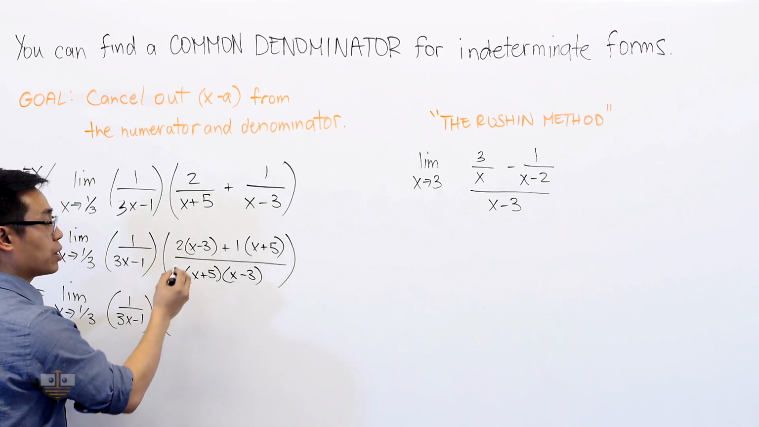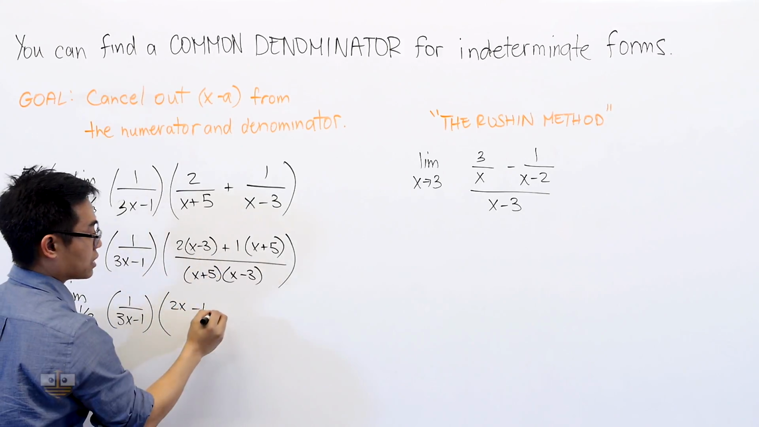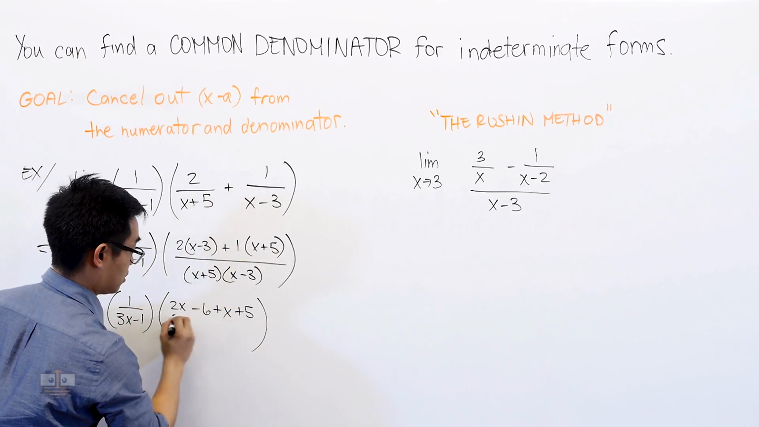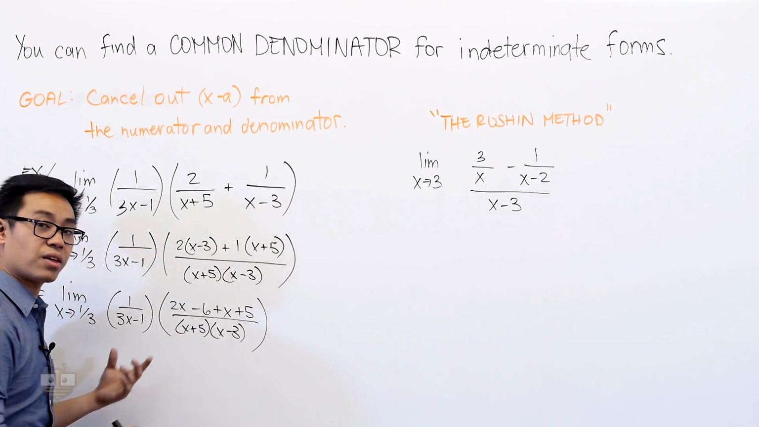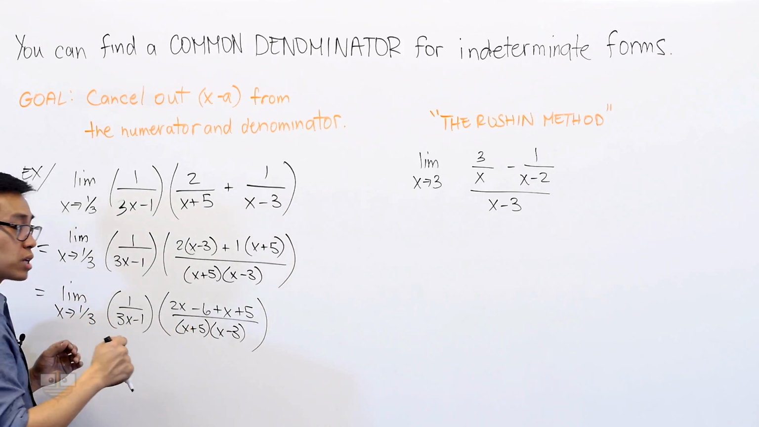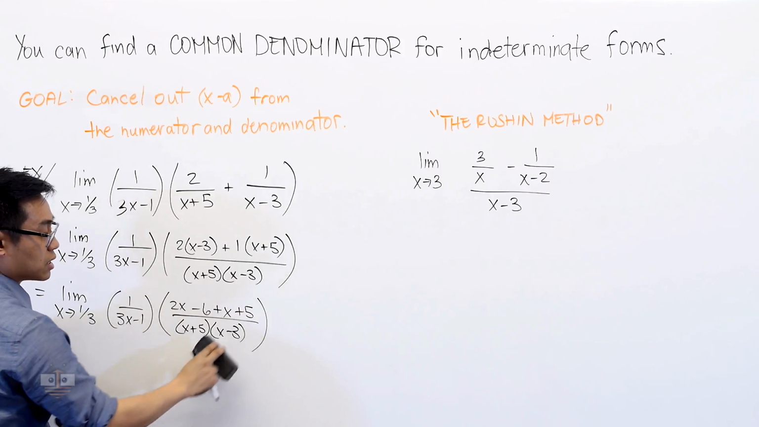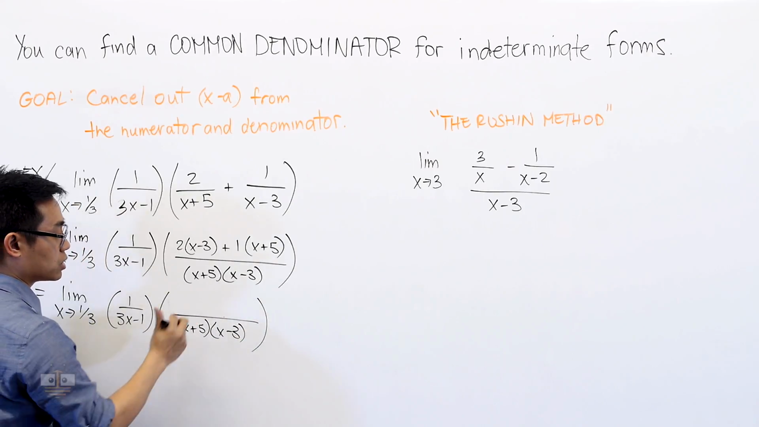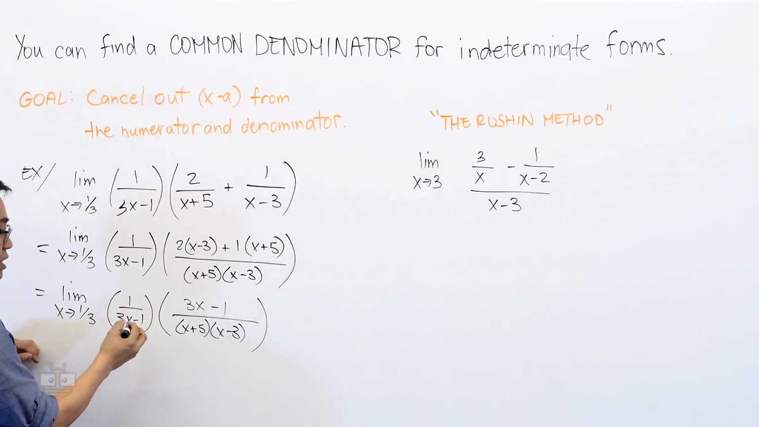If we expand and simplify on top, we get 2x minus 6 plus x plus 5, over x plus 5 times x minus 3. We're not going to expand and simplify the denominator. That would be pretty much useless because the goal is to cancel out a 3x minus 1. Do we get a 3x minus 1 on top? Let's check. 2x plus x is 3x, and minus 6 and plus 5 is minus 1, so 3x minus 1. Instead of rewriting it, I'll just replace it with 3x minus 1. Now that takes care of our goal.